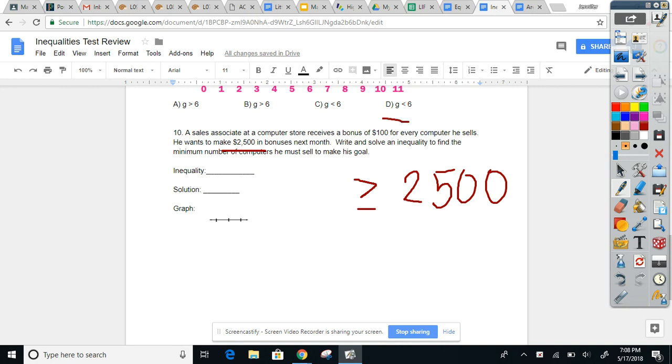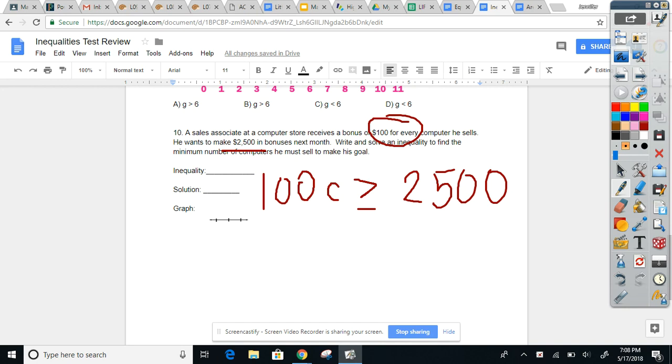Okay, and we need to take into consideration this $100. How is he getting this money? He's getting this money by selling computers. He's getting the money from his sales of his computers. Do we know how much each computer sale is worth? Yes, each computer sale is worth $100. But do we know how many computers? No, that's what we need to figure out. We're saying that his computer sales, each one is $100.